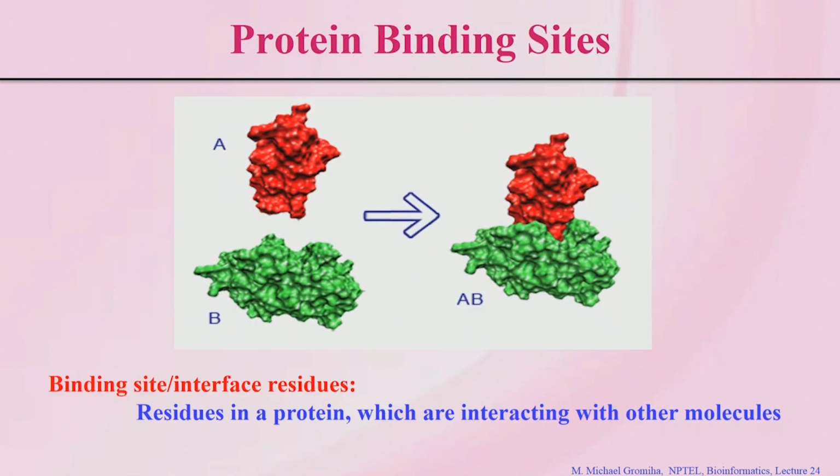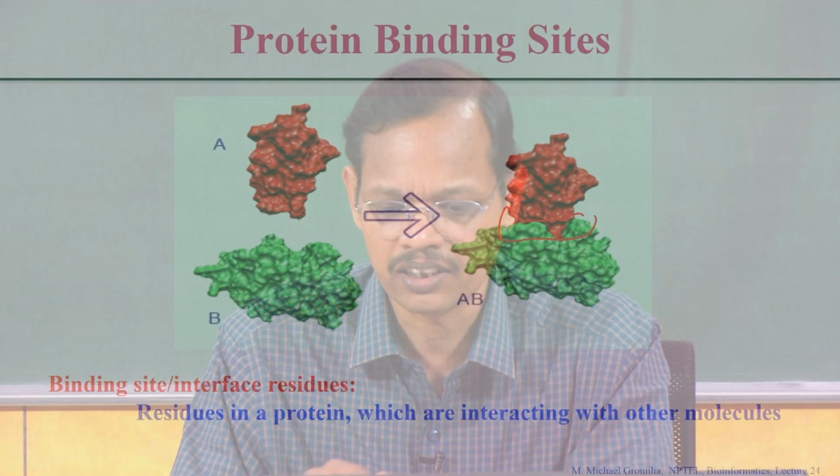For example, if you have protein-protein complexes, here A is one protein and B is another protein. These proteins A and B form the AB complex, and if you look at these structures you can see some regions where these proteins can interact, for example this region. We call this a binding site. So what is the binding site? It is the residues of the protein where these two proteins are interacting. This is called the binding site or interface residues, because they share the common interface between these two proteins.